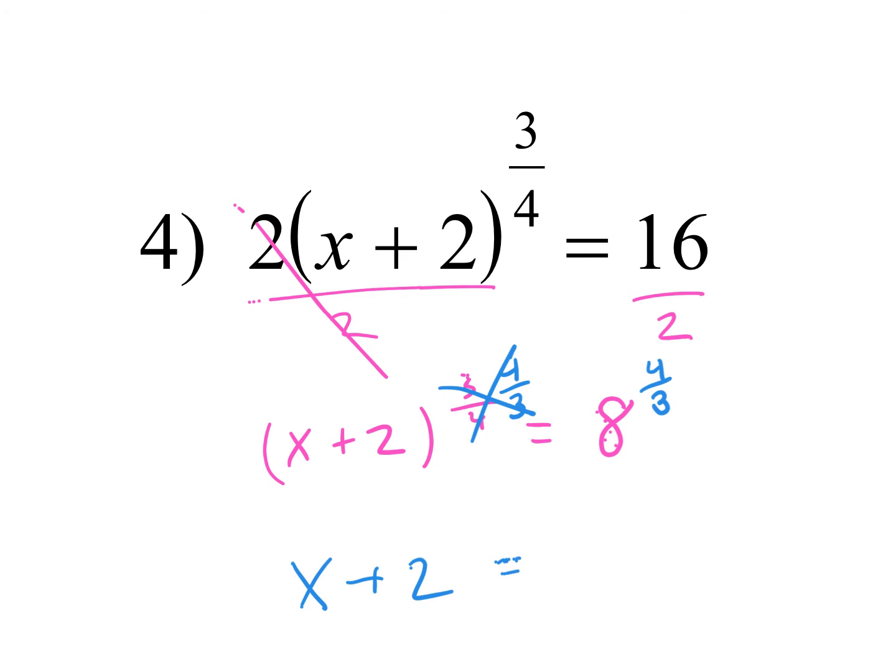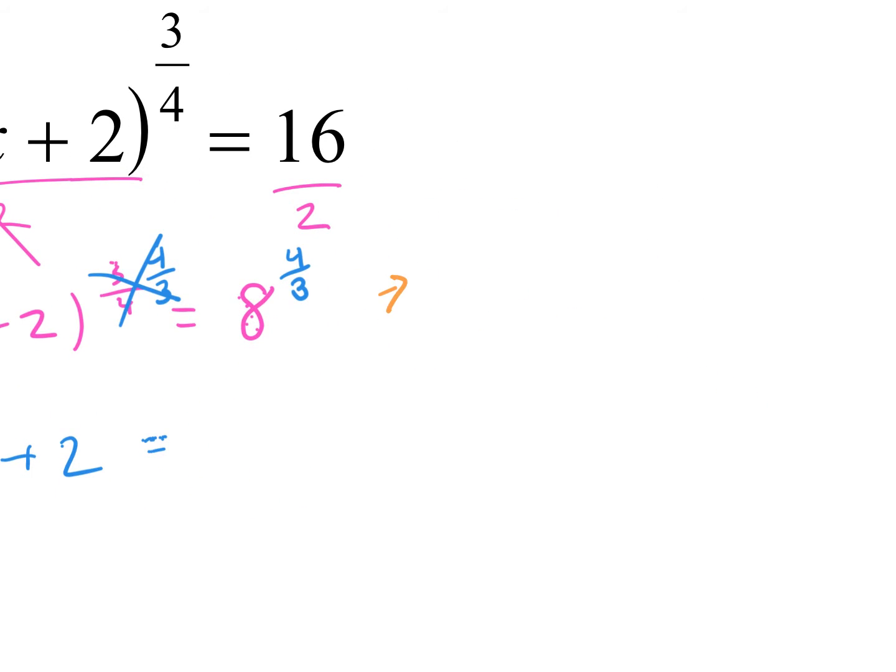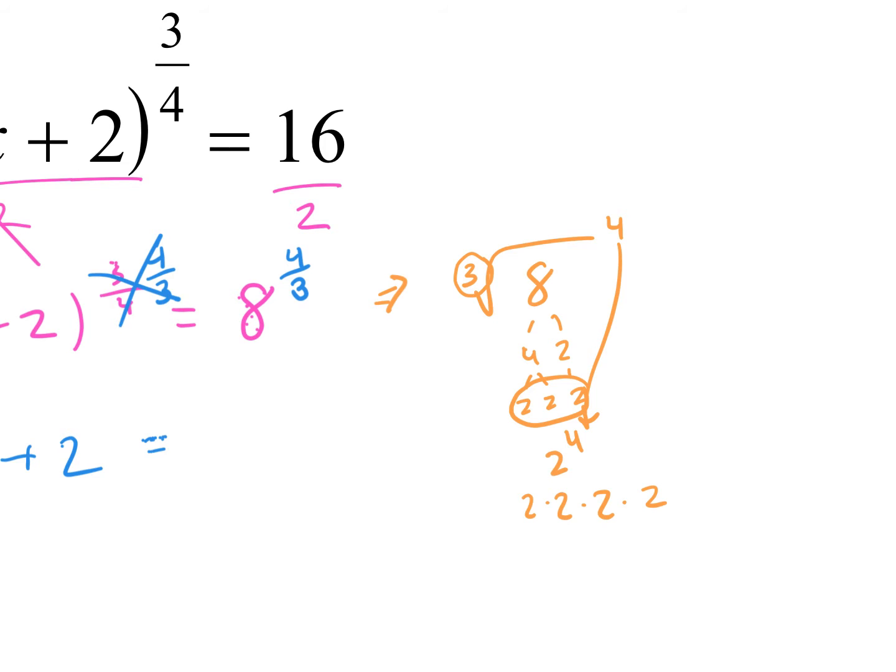So we need to figure out what 8 to the power of 4/3 is. Let's do that on the side. What is our index? Our index is 3. 8 goes on the inside, 4 goes up top. What are our factors of 8? 4 and 2. And our factors of 4? 2 and 2. And we have to circle groups of how many? Groups of 3. So we take out a 2, but we still have that 4 as our exponent. So 2 to the 4th power is 2 times 2 times 2 times 2. What's that? 16.